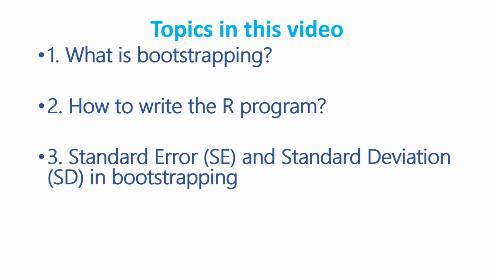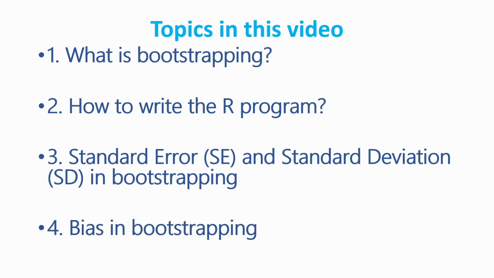The reason why I need to explain the differences and the connection is that we need to use the standard error to calculate the confidence interval. Lastly, I'm going to explain the bias in bootstrapping. The reason why I need to explain that is because the boot function in R will produce this output called bias. So I would like to explain to you what it is. We are going to also use the bias in the calculation of the confidence interval.